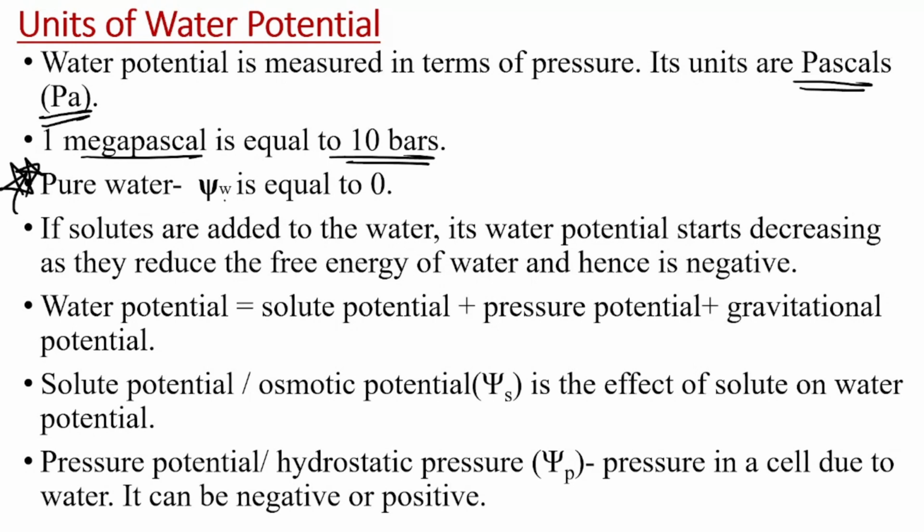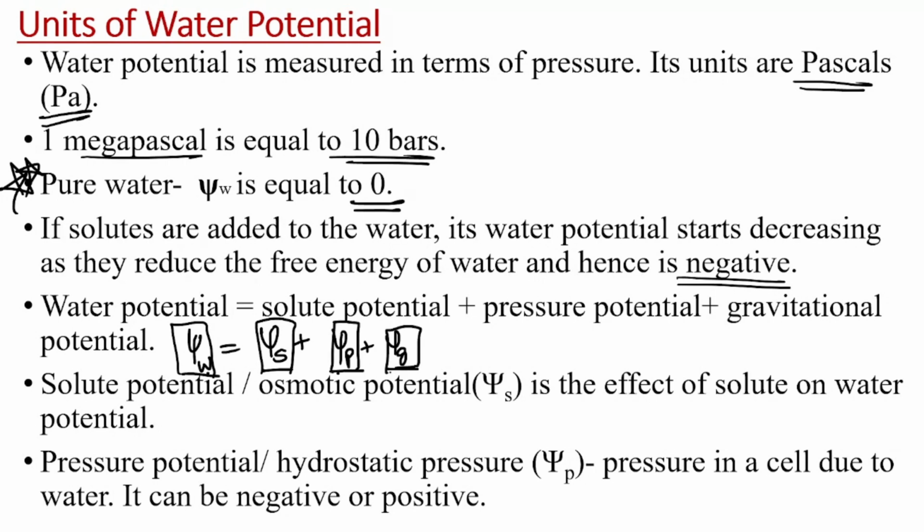Pure water, meaning water which does not have any solutes in it, only water molecules, has a psi W value of 0. Once we start adding solutes, the amount of free water molecules available in the system reduces. As a result, water potential becomes negative. And the water potential equation is psi W = psi S + psi P + psi G, where psi W is water potential, psi S is solute potential, psi P is pressure potential, and psi G is gravitational potential.